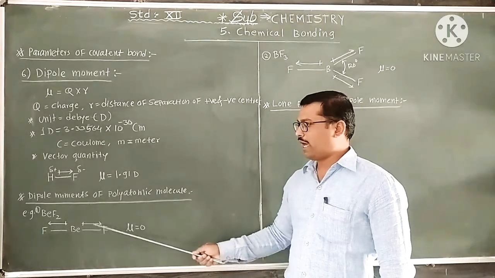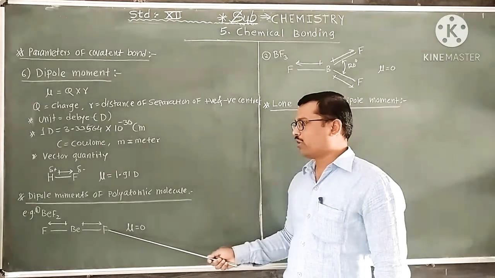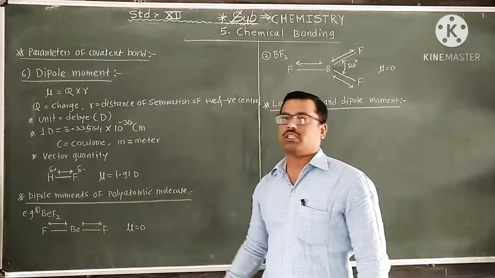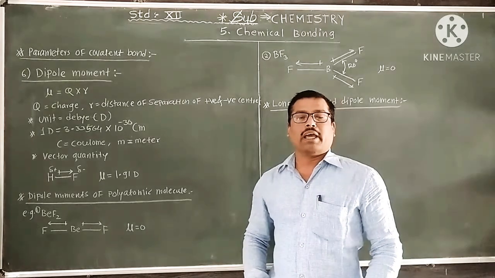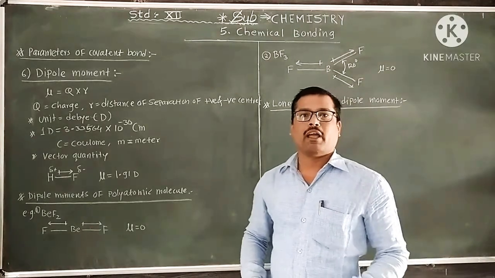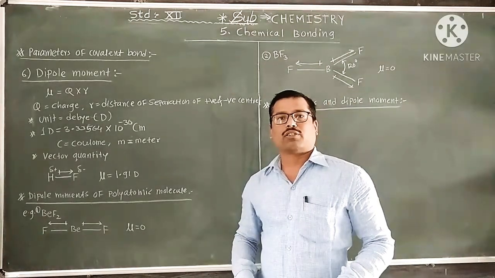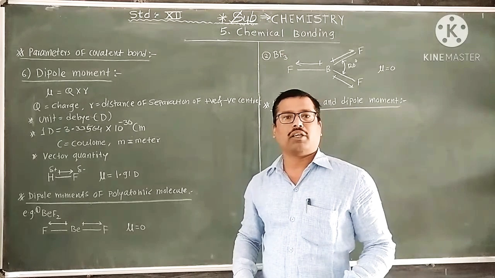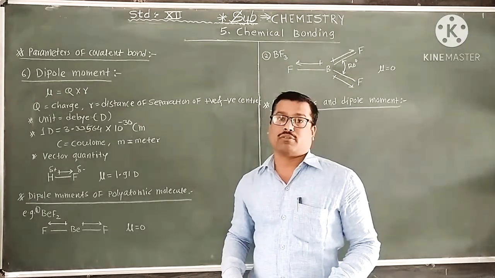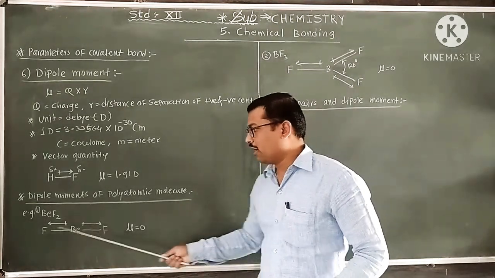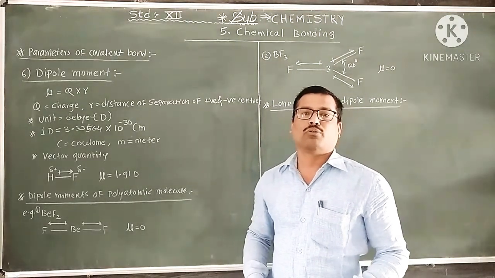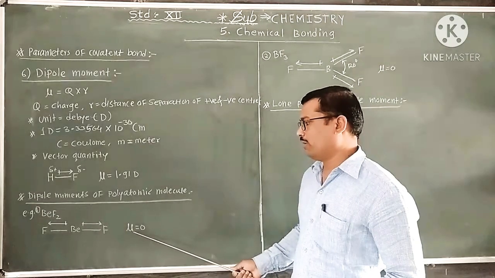The arrow will indicate this: the head of the arrow is towards fluorine. Here also, since it is electronegative, the head of the arrow is on the fluorine side. BeF2 is a linear molecule, and the bond moments of the two beryllium-fluorine bonds are equal in strength and opposite in direction. Hence, the net dipole moment of BeF2 is 0.